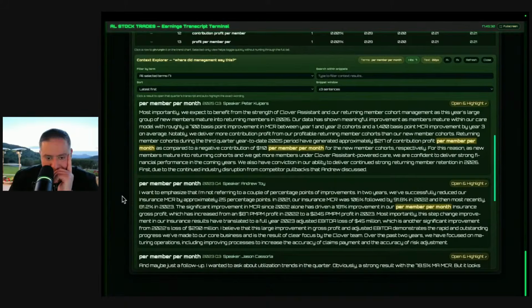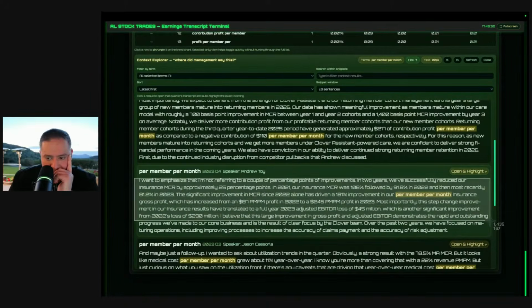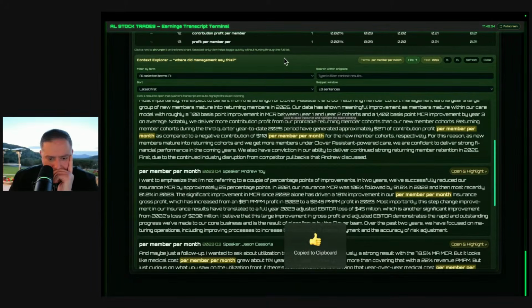This was back in 2023. Let's see what they say here. I want to emphasize that I'm not referring to a couple of percentage points of improvements. In 2 years, we successfully reduced our insurance MCR by approximately 25 percentage points. In 2021, our insurance MCR was 105%, followed by 91.8% in 2022, and then most recently, 1.2% in 2023. The significant improvement in MCR since 2022 alone has driven a 191% improvement in our member per month insurance gross profit.